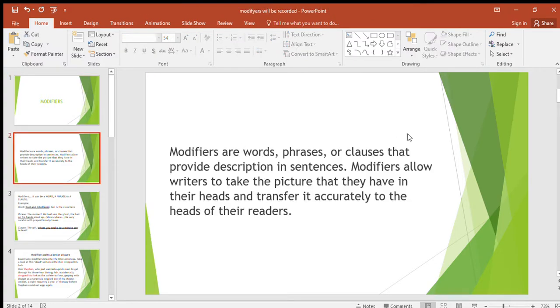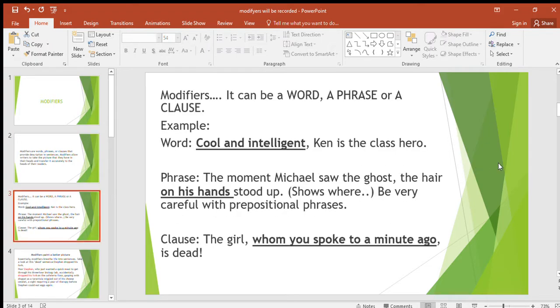What are modifiers? Modifiers are words, phrases, or clauses that provide description in sentences. Modifiers allow writers to take the picture that they have in their heads and transfer it accurately to the heads of their readers. A modifier can be a word, a phrase, or a clause.